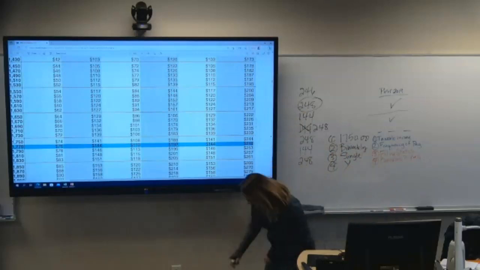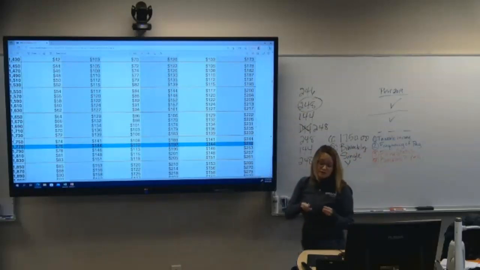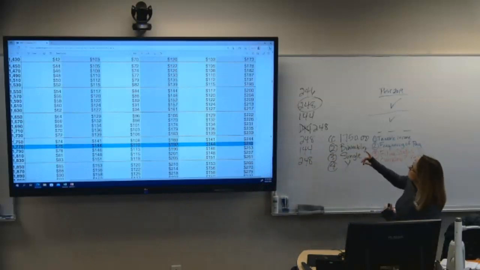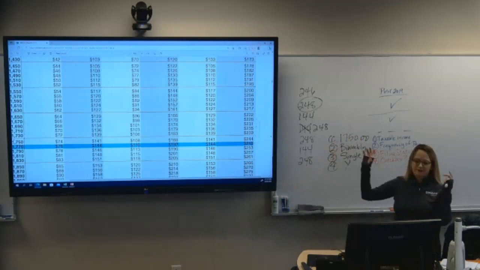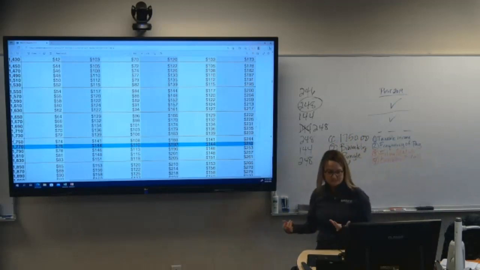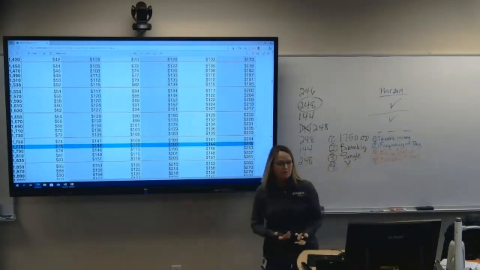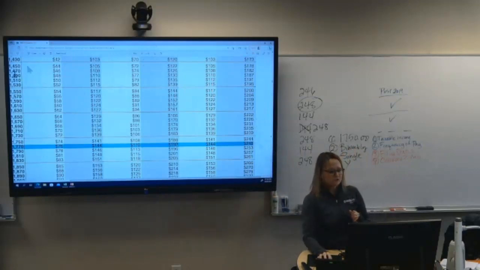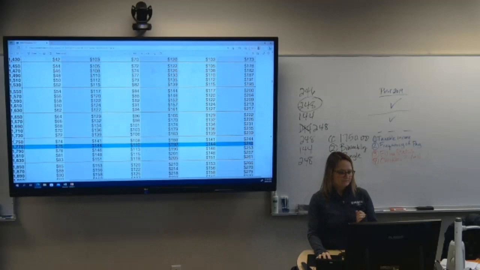And you had said 246. Are you on the wrong table? That's a perfect example. If you're on the wrong table, you're going to get the wrong answer. So you've got to be very precise with which table you use. Should we do another one? We'll do one more before we move on.